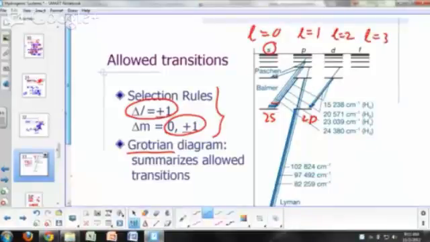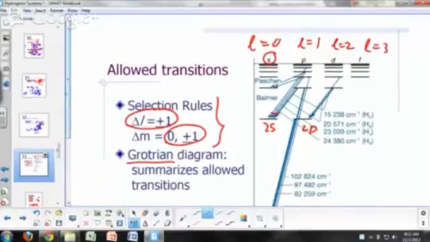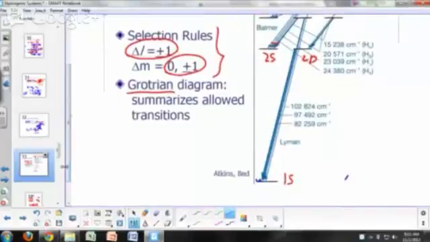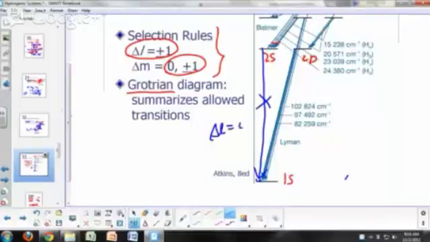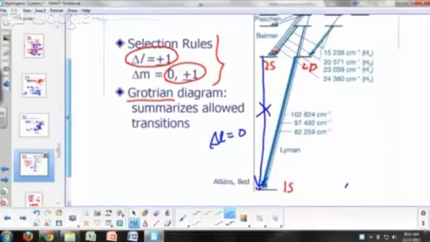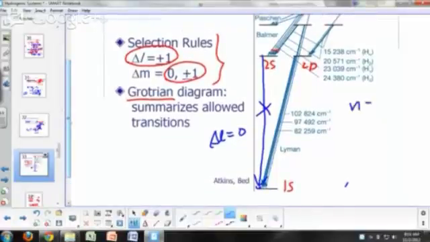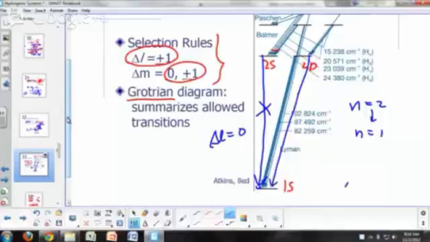Notice that there are no s to s transitions, so if you were to think about going from 2s to 1s, that's not allowed, because that would constitute a delta L equal to 0. Okay, so the n equals 2 to n equals 1 transition must be due to a transition from the 2p orbital to the 1s orbital.